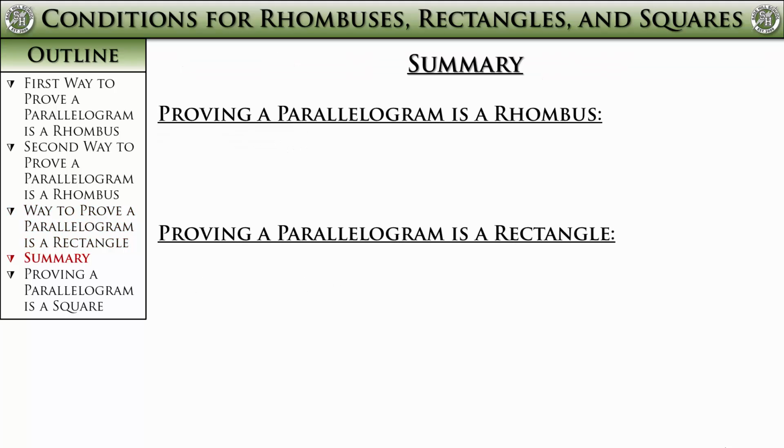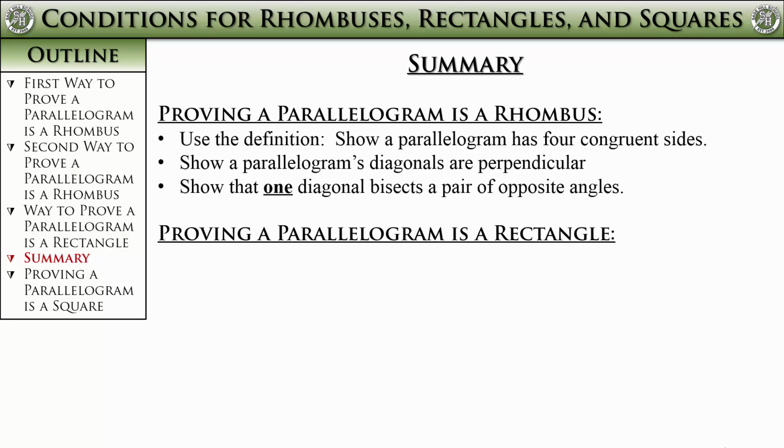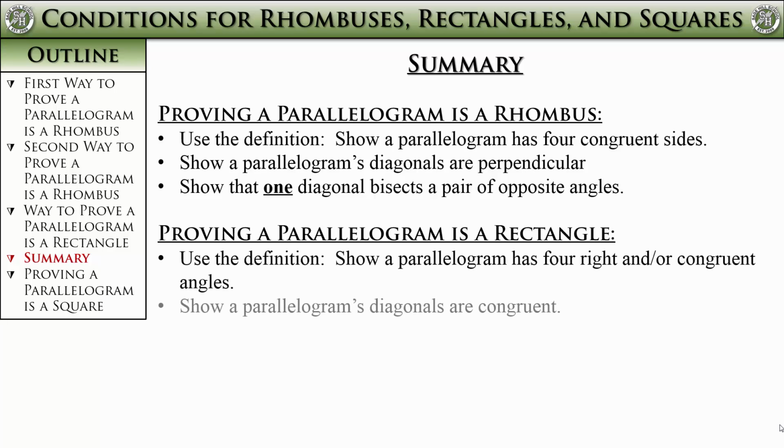There are actually 3 ways to prove a parallelogram is a rhombus. We did 2 this section, but you can also use the definition to show that a parallelogram is equilateral. Any of those 3 things will allow you to prove a parallelogram is a rhombus. Similarly, there are 2 ways to prove a parallelogram is a rectangle. There is the one we just covered, but you can also use the definition of a rectangle and show that the parallelogram has 4 right angles.